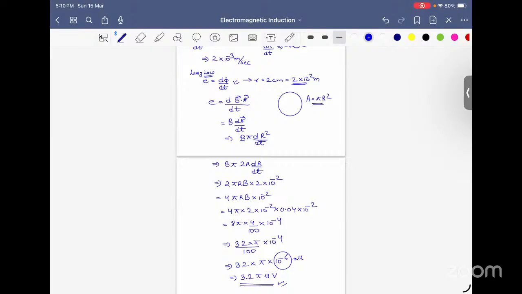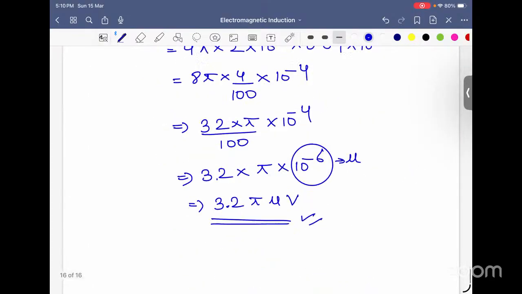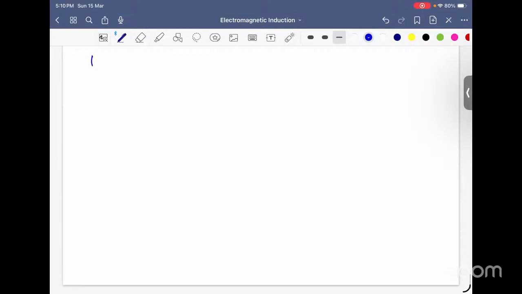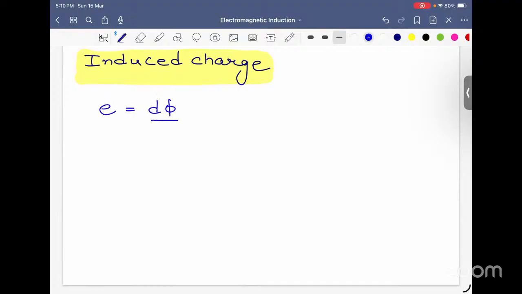Now we'll go through the theory of induced charge. Questions can also be asked on the topic of induced charge. We know that EMF is equal to d phi by dt. This was by Lenz's law, which we have already seen.